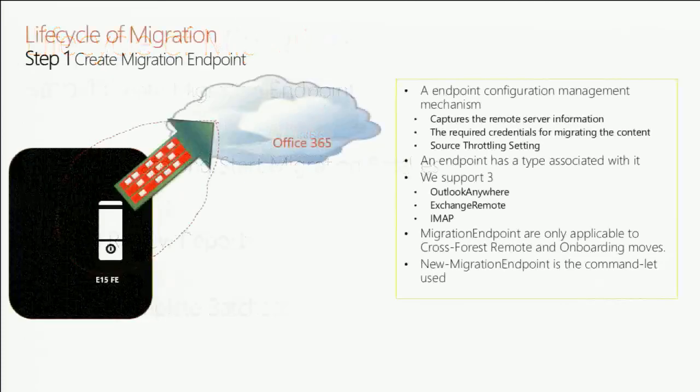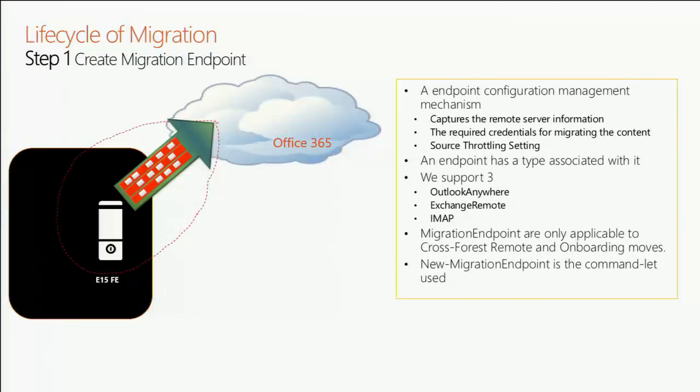Step 1, he creates a migration endpoint. A migration endpoint is a construct that captures the source server information, some of the credential information, and some connection information. So it's the red circle information that the migration endpoint captures. Migration endpoints are strongly typed. We have 3 types of migration endpoints today.